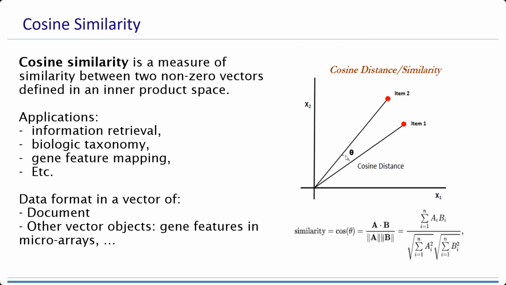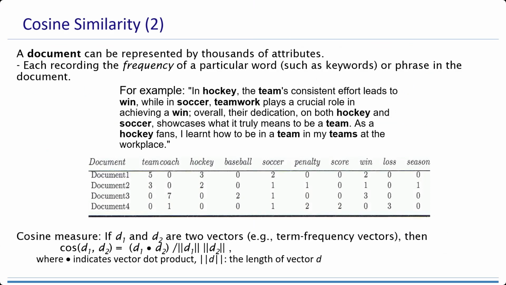Okay? We call it, this is the cosinus. So the item 1 is here and the item 2 is here. So we can use this formula, the multiplication of A and B, and then we do the summation divided by the square of value of A and the square of value of B. So for example, a document can be represented by 1,000 attributes, means 1,000 columns.